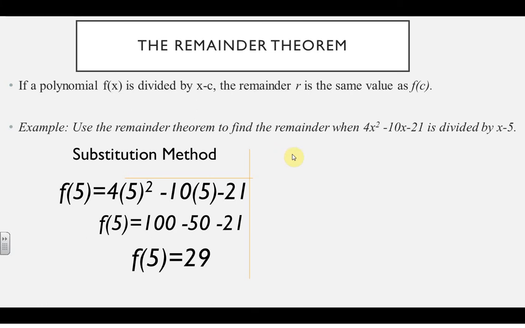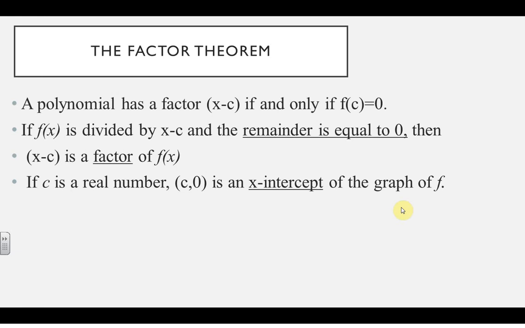So guess what the remainder is? If I were to take 4x squared minus 10x minus 2 and divide it by that, I would have a remainder of 29. Look at that. The factor theorem is doing the exact same thing.